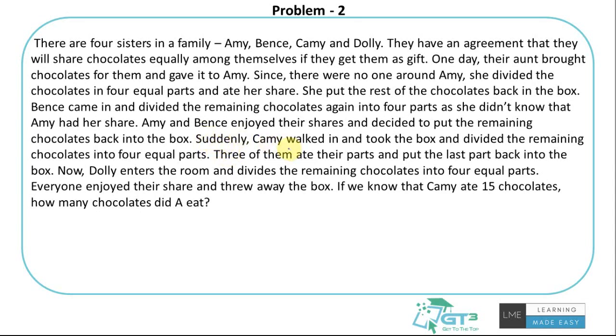Now what happened? Suddenly Kami, or C, walked in and took the box and divided them again into 4 equal parts. 3 of them ate their parts and put the last part back into the box. Now Dolly enters the room and divides the remaining chocolates into 4 equal parts. Everyone enjoyed their share and threw away the box.